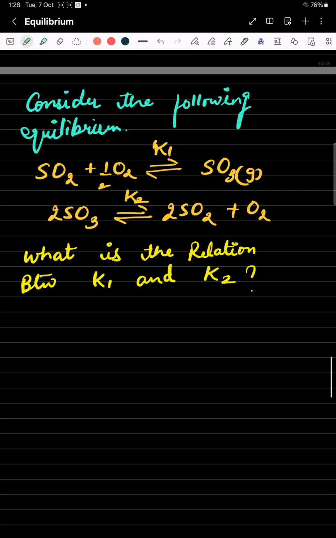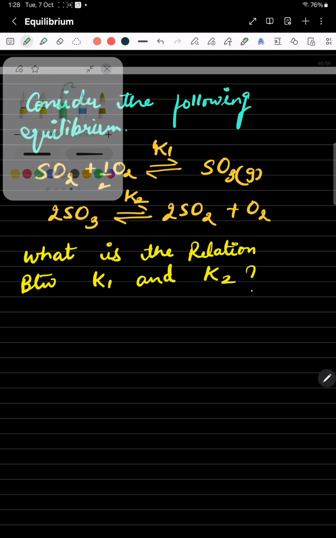Consider the following equilibrium: SO2 plus half O2 forms SO3 with K1, and 2SO3 forms 2SO2 plus O2 with K2. What is the relation between K1 and K2? K1 and K2 relationship is what? Can I say, if you are doing the reverse of K1, and the square of that, what will you get?